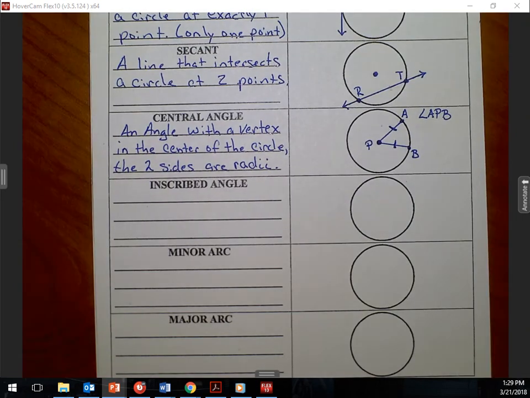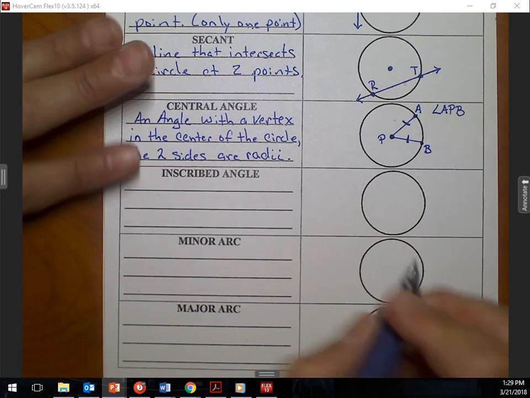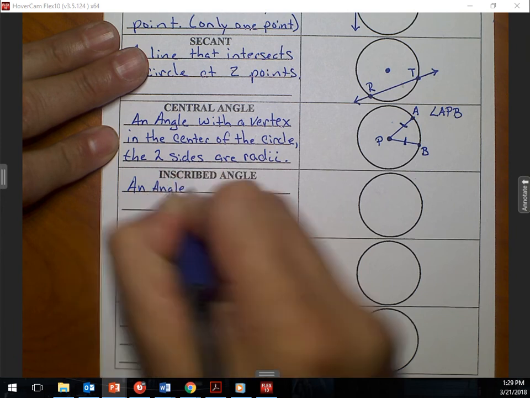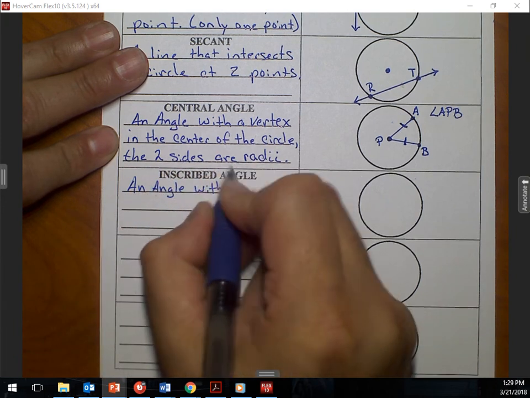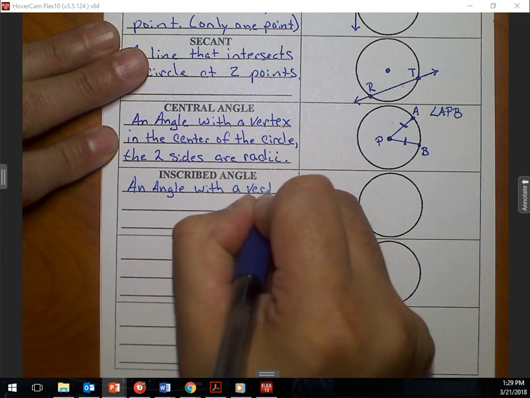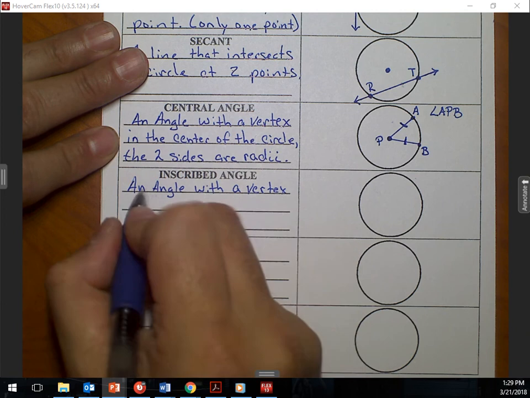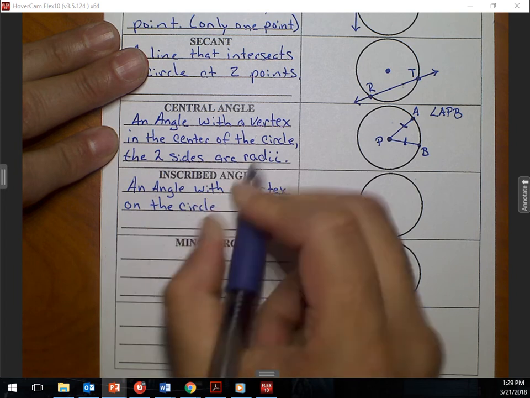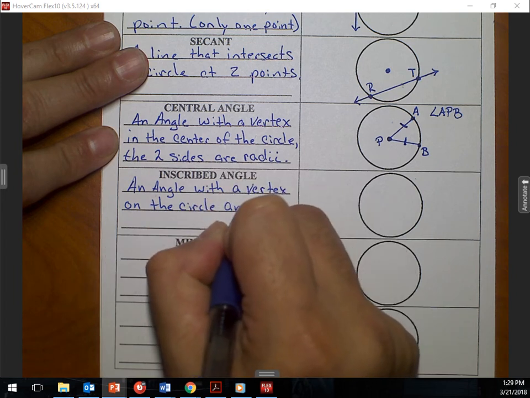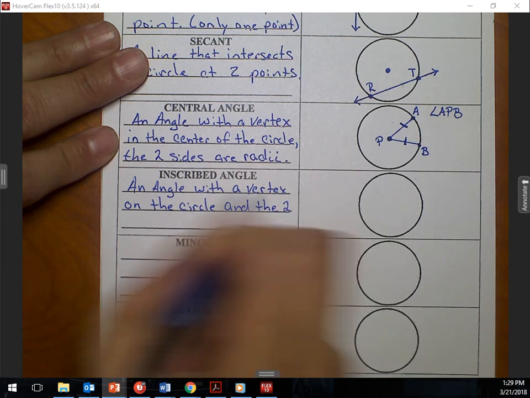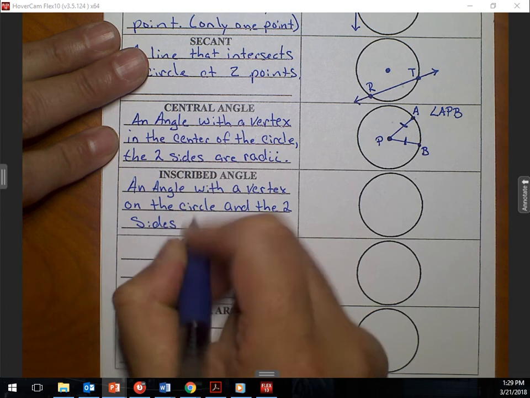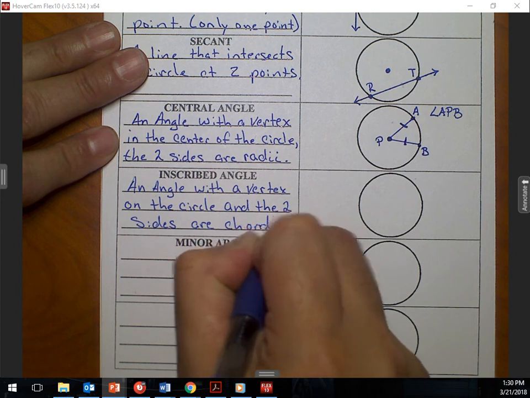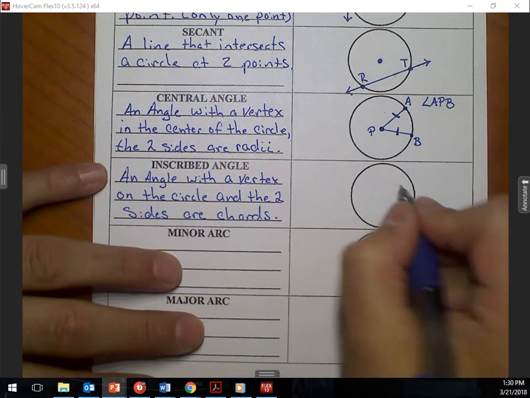All right, so let's take a look at the next one, inscribed angle. It says an angle with a vertex on the circle and the two sides are chords. So I'm going to draw my center.